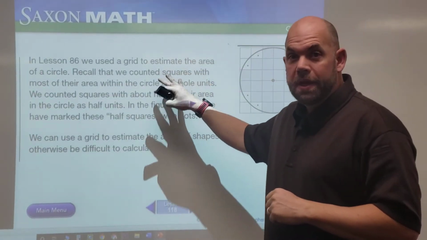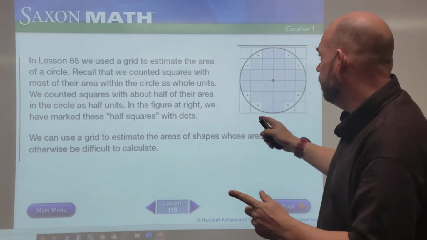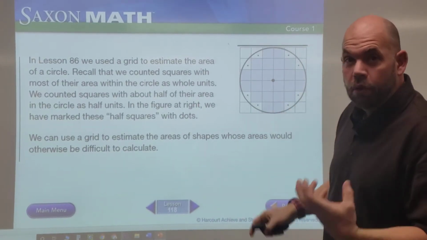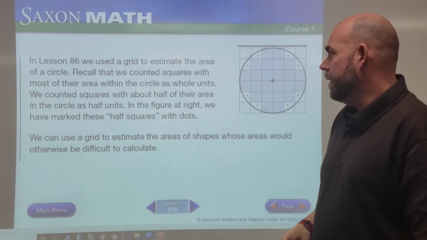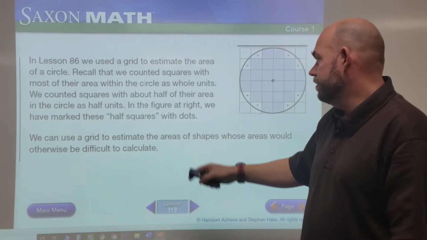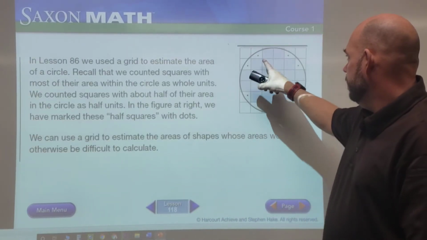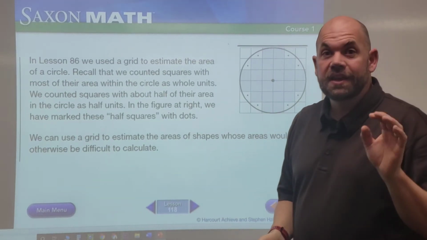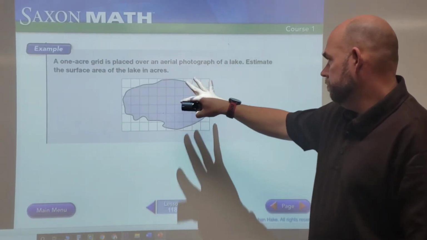Now, way back in lesson 86, we used a grid to estimate the area of a circle. What we did is we just counted the whole squares within the circle, and then we took the partial squares and added those up. We marked those with dots, so we could just count those, 1, 2, 3, 4, 5, whatever, and estimate the area. Now today we're going to do that when it's not so clear cut, with different kinds of shapes.